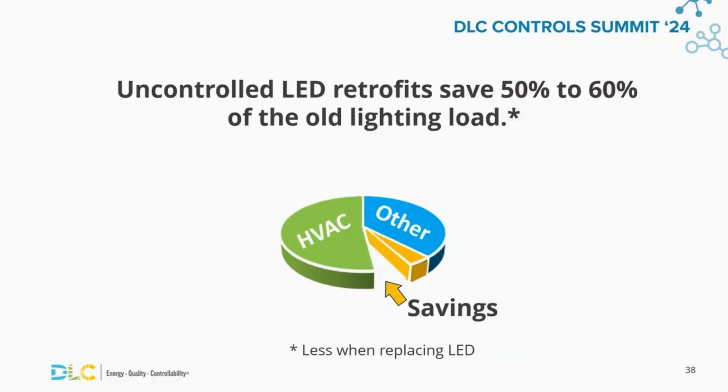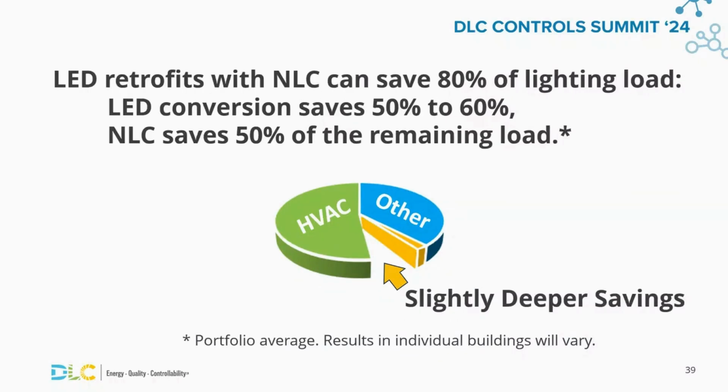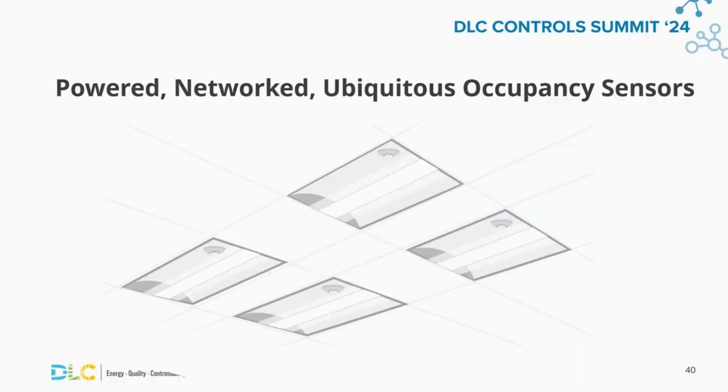An LED retrofit can save half of that lighting load, or sometimes less if the old lights being replaced are already LED. When a lighting retrofit includes network lighting controls, that saves about half of the remaining new lighting load. But that happens rarely because uncontrolled LED lights are cheap and NLC systems seem expensive when they only save a few percent of the whole building load. Now here's the fun part.